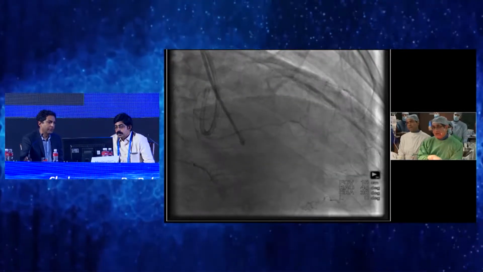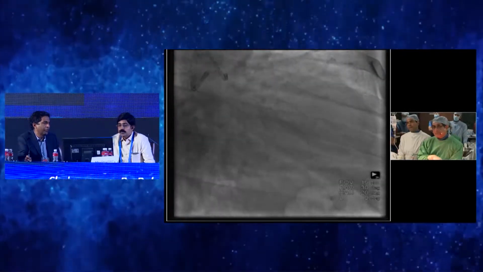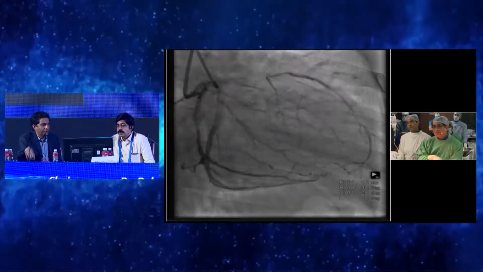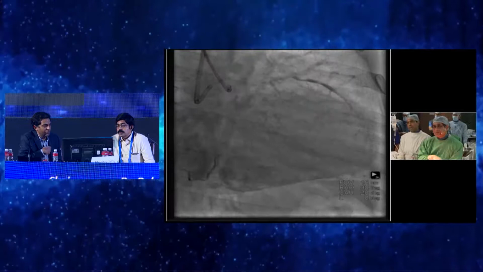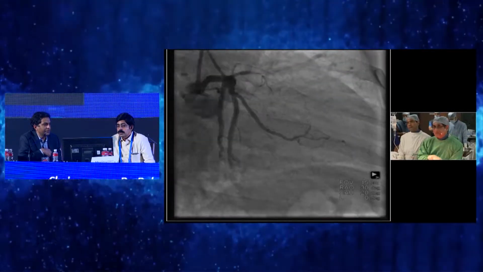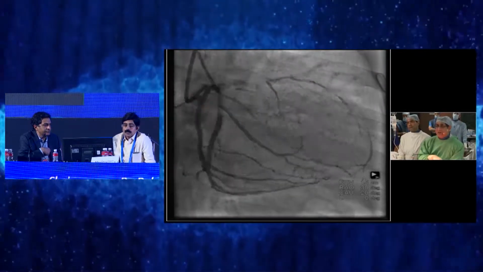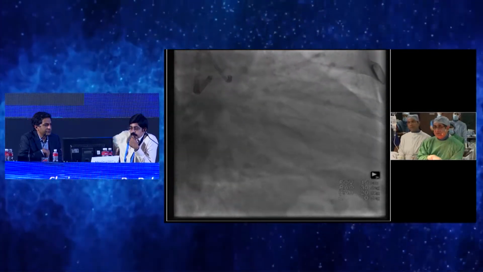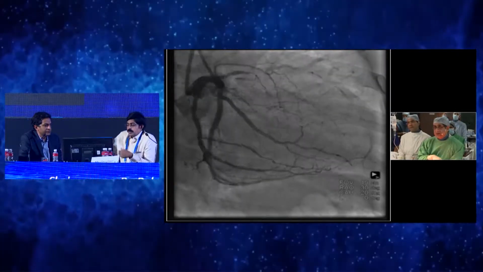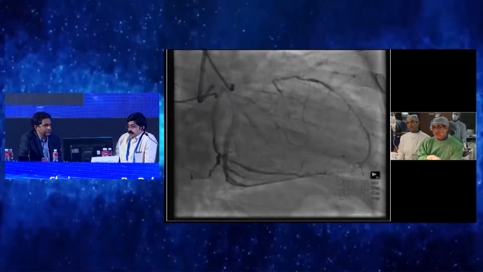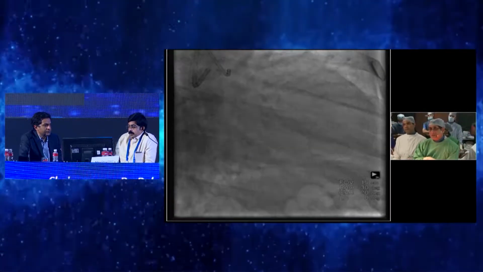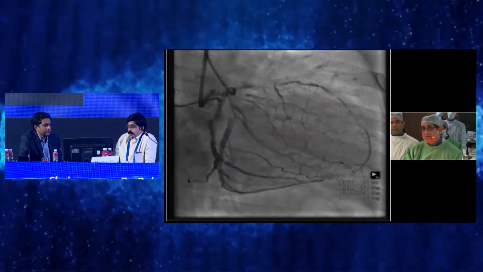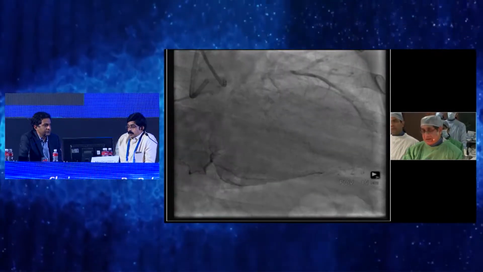So can you tell us about your approach, transradial, transfemoral, anticoagulation and all of that? We are doing it transfemorally. We have loaded the patient with ticagrelor and aspirin. We have given the patient 5,000 heparin. We have done both groin punctures, and we have taken a 7 French guide.